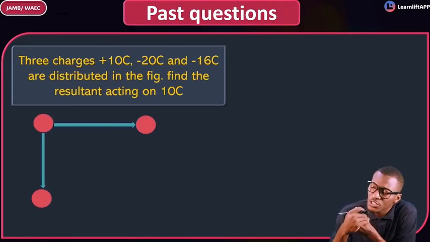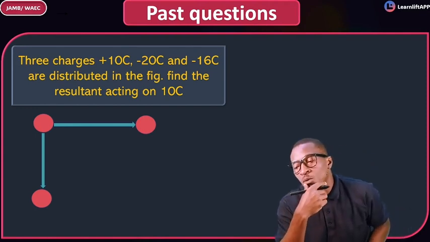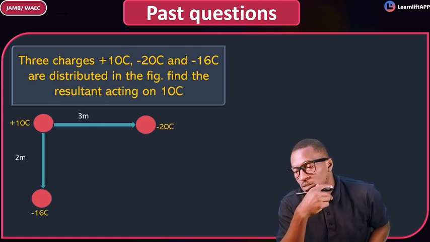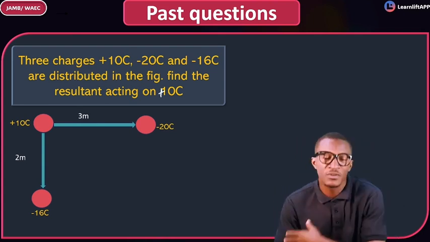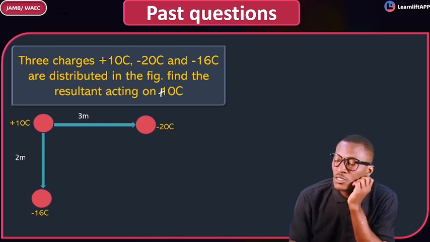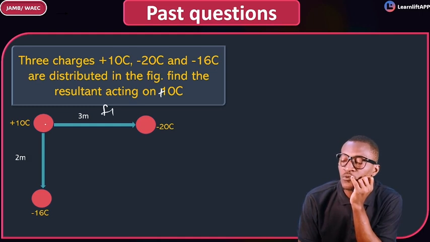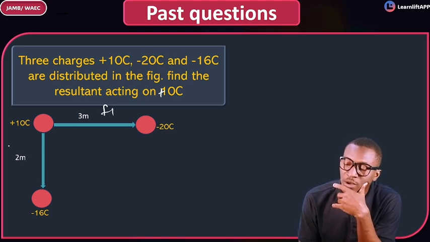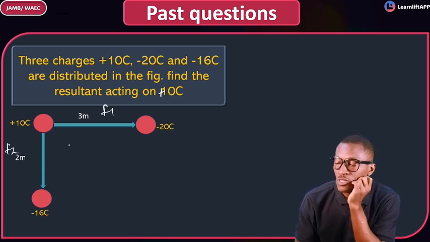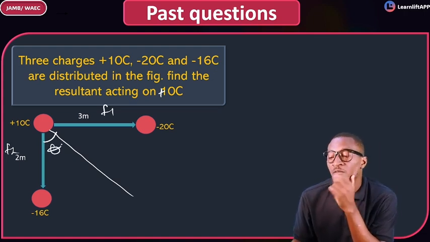We're given 3 charges, 10 coulomb, 20 coulomb, distributed in a figure. What is the resultant around plus 10 charge? Now in this one, you have to settle down and pay attention. Very simple. What are we going to do? We're going to name this side our R1. This is the distance between charges 1 and 2, and the distance is 3 meters. We're going to name it R2. The question says, what will be the resultant around the 10? So I'm going to name this angle theta. First of all, let's get the resultant.